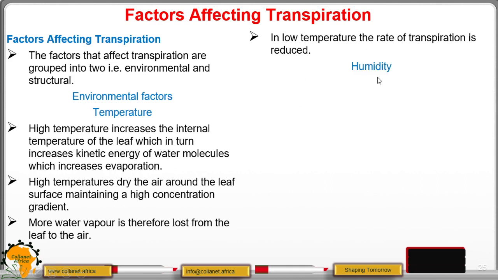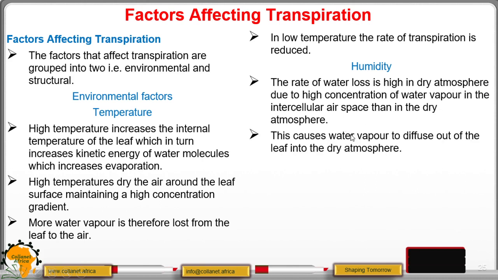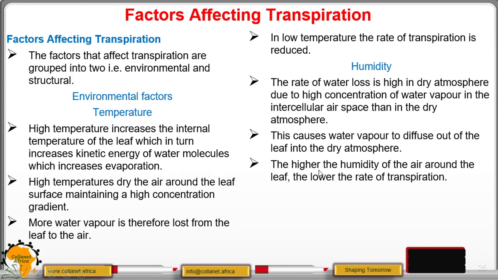The other environmental factor is humidity, and the rate of water loss is high in dry atmosphere due to high concentration of water vapor in the intercellular airspace of the leaf than in the dry atmosphere. This makes water vapor diffuse out of the leaf into the dry atmosphere. The higher the humidity of the air around the leaf, the lower the rate of transpiration. And just remember, humidity is the amount of water vapor in the atmosphere.